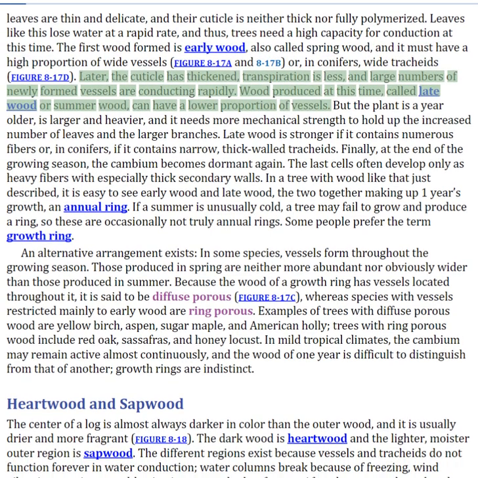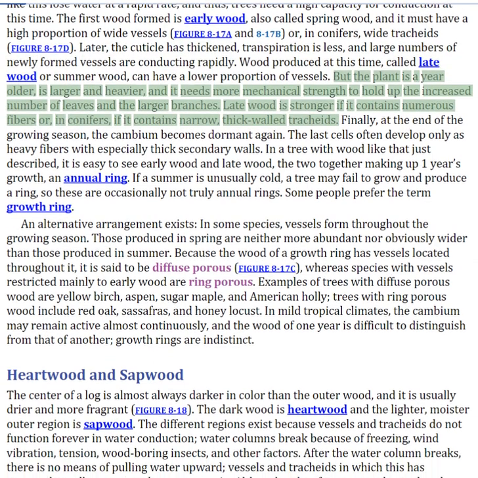Later, the cuticle has thickened, transpiration is less, and large numbers of newly formed vessels are conducting rapidly. Wood produced at this time, called late wood or summer wood, can have a lower proportion of vessels. But the plant is a year older, is larger and heavier, and it needs more mechanical strength to hold up the increased number of leaves and the larger branches. Late wood is stronger if it contains numerous fibers or, in conifers, if it contains narrow, thick-walled tracheids.